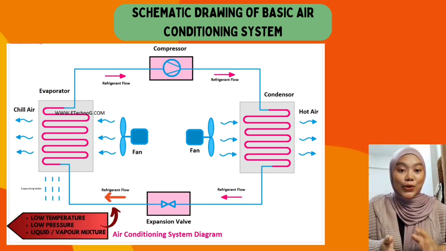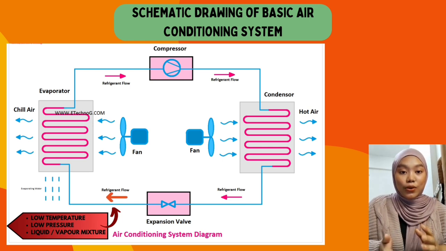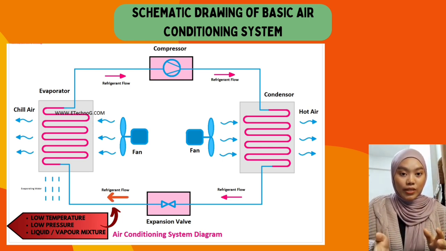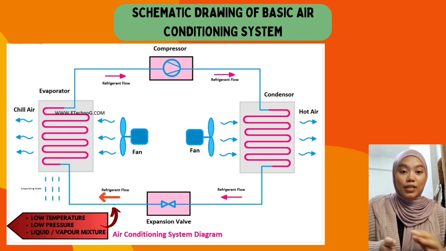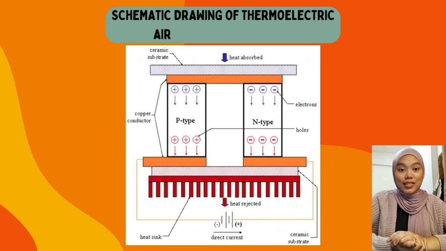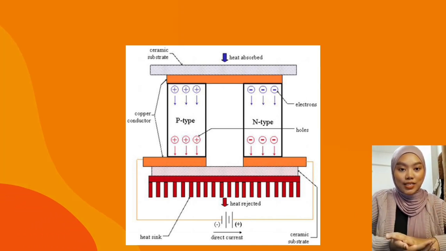So lastly, the cool, low pressure liquid refrigerant will enter the evaporator coil, and the indoor unit fans blow the warm indoor air over the evaporator coil. So the refrigerant will absorb the heat from the indoor air and evaporate into a low pressure gas, and lastly it will cool the air in the system. So next, let's see the schematic drawing of the thermoelectric air conditioning system.